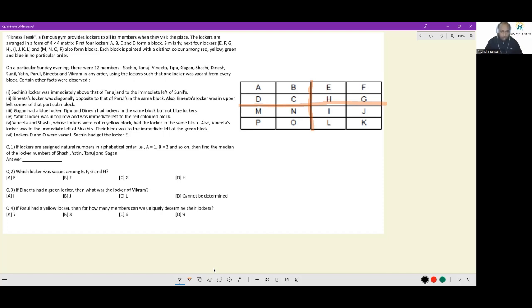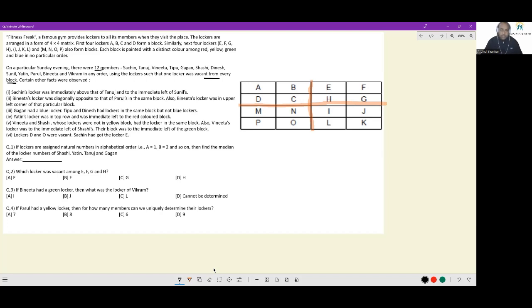On one particular evening, there were 12 members: Sachin, Tanuj, Vinita, Tipu, Gagan, Shashi, Dinesh, Sunil, Yatin, Parul, Vinita, and Vikram, in any order, using the lockers such that one locker was vacant from every block. There are 12 members, there are 16 lockers, and one locker is vacant from every block. Certain facts were observed.